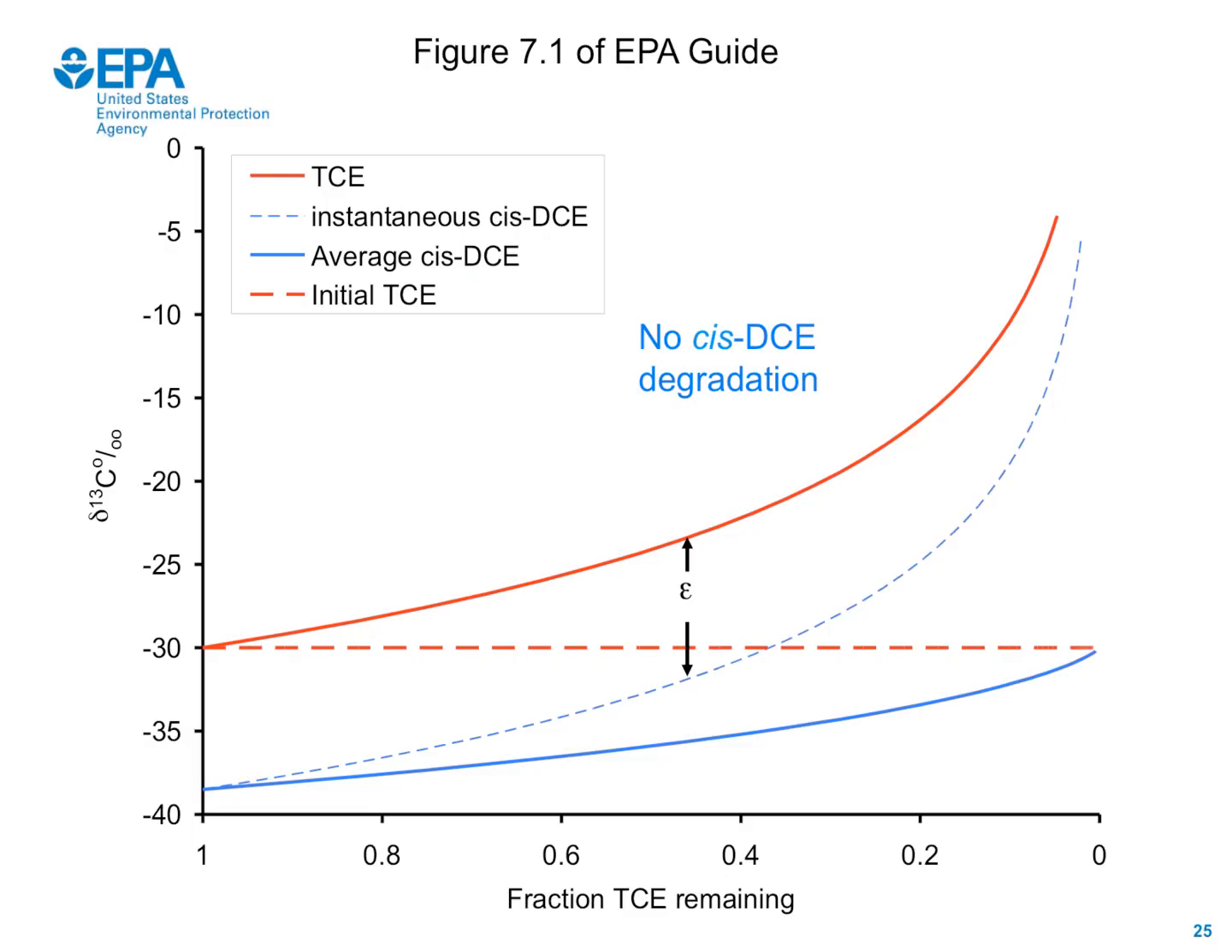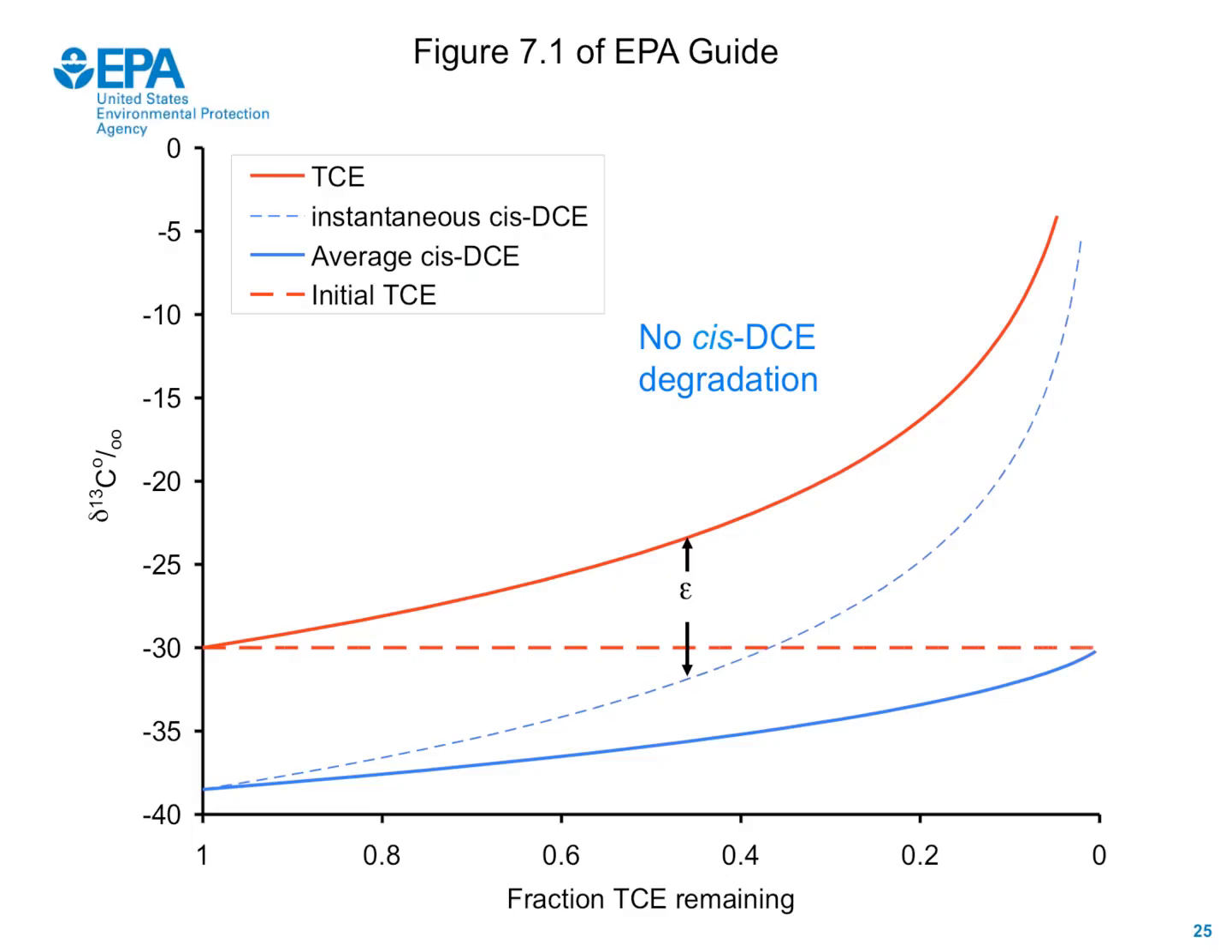This is a hypothetical plot of the basic operating paradigm for how fractionation works. The red line is fraction remaining of TCE plotted against delta 13C, so you see that it starts at some value, in this case minus 30 per mil. And as the TCE degrades, then it becomes heavier.